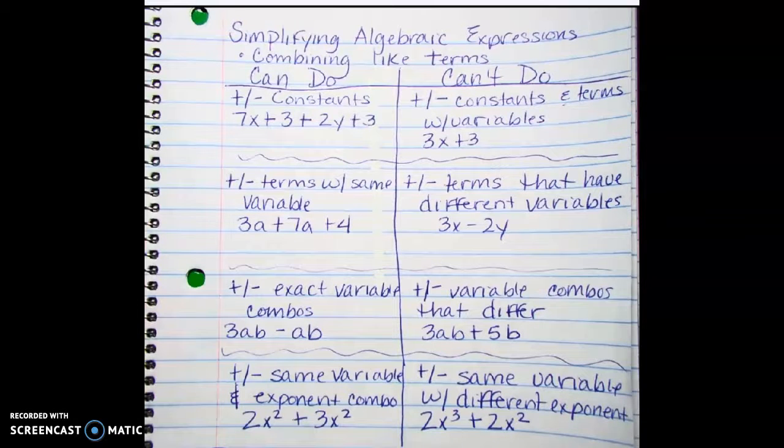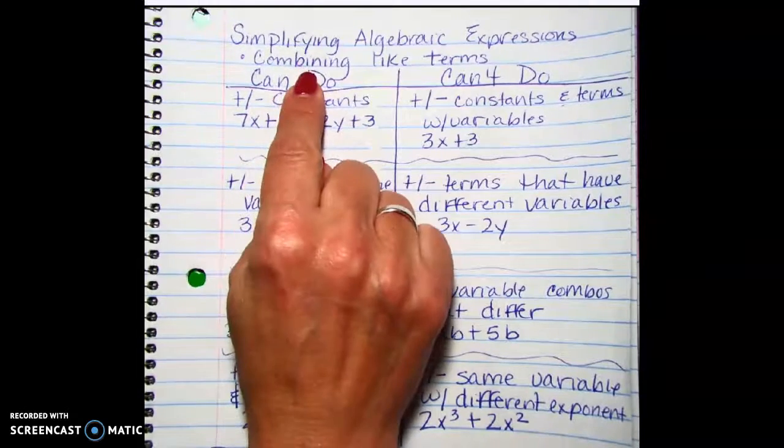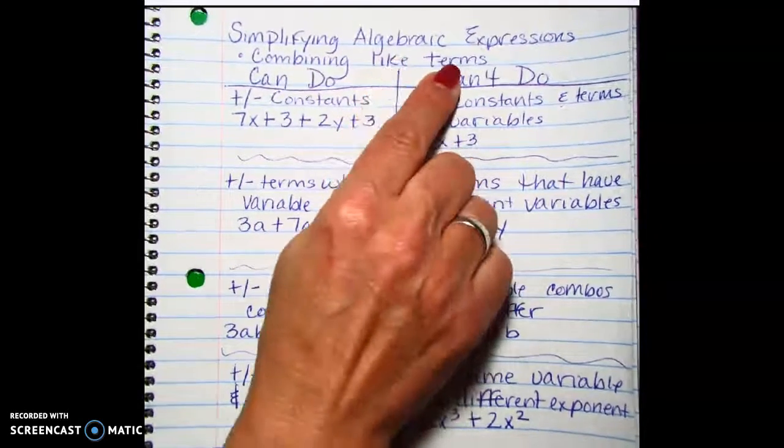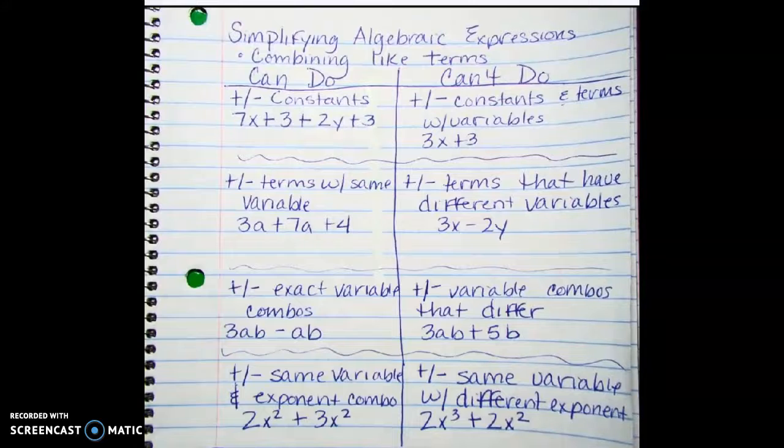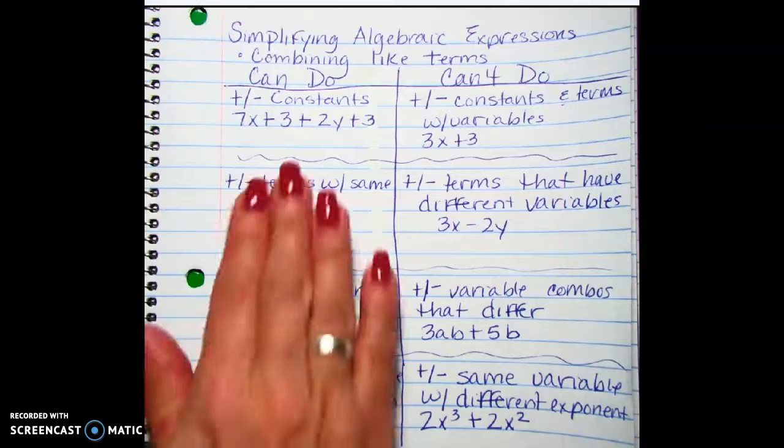So today we're still continuing on with our algebraic expressions. Yesterday we were writing algebraic expressions, and today we are simplifying algebraic expressions. Basically what that means is combining like terms. And if you recall, a term is a portion of an expression, and we can add or subtract like terms being constants or variables. So I've made this lovely T-chart here.